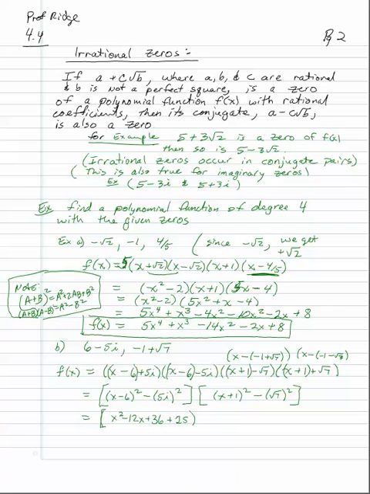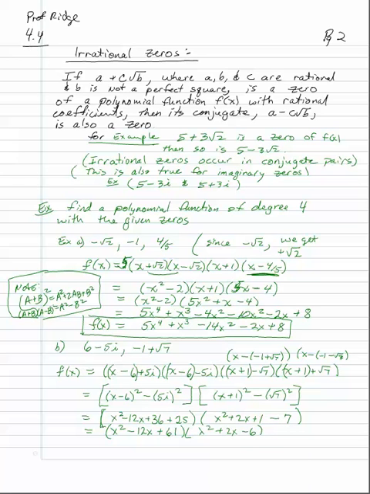Hopefully you followed that. And then for the second bracket, I'm going to have x plus 1 squared is x squared plus 2x plus 1 minus square root of 7 squared is 7. So now we got x squared minus 12x plus 61 and x squared plus 2x minus 6.